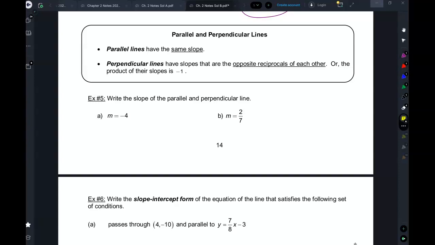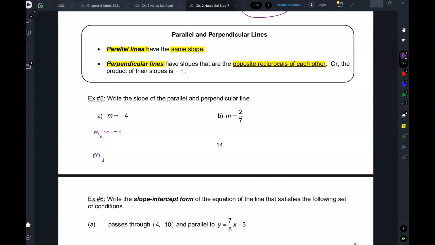I think you may have seen this before. If you have parallel lines, they have the same slope. If you have perpendicular lines, their slopes are opposite reciprocals of each other. Okay? So here's how we do this one. You have m equals negative 4. We need to find the slope of the parallel and the perpendicular line. So here's what we do. Slope of the parallel line, I do like a little parallel symbol.